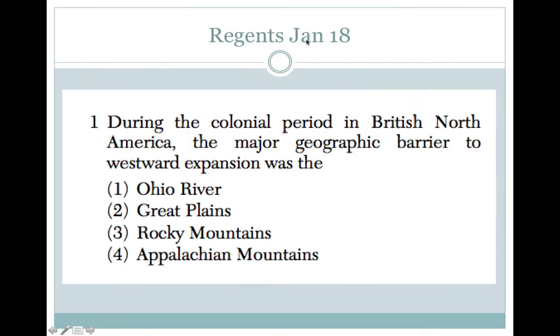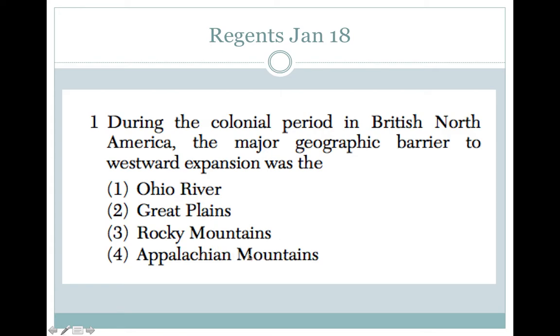Next one. This one comes from the January 2018 Regents, and it's asking us, during the colonial period, British North America, the major geographic barrier to westward expansion was. So we know that the colonies were located on the East Coast, and the British told them they could not pass the mountains. Now, which mountains? Okay, which mountains?